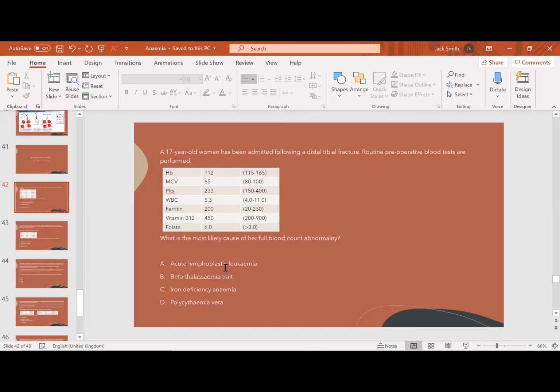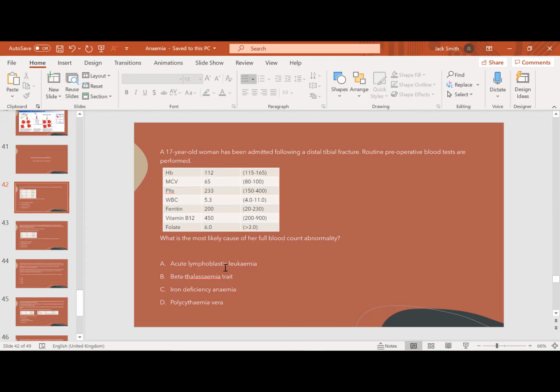So the way to go through leukemia is look at the lymphocyte count first of all. Is it high or is it low? If it's low, it's not going to be lymphocytic leukemia, either acute or chronic. If it's low, it's going to be a myeloid leukemia. Then look at the white cell count. If it's this high, if it's 50, 80, 100, that points you more in the direction of chronic myeloid leukemia.